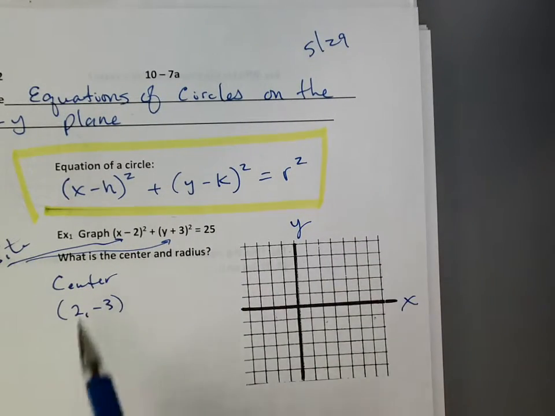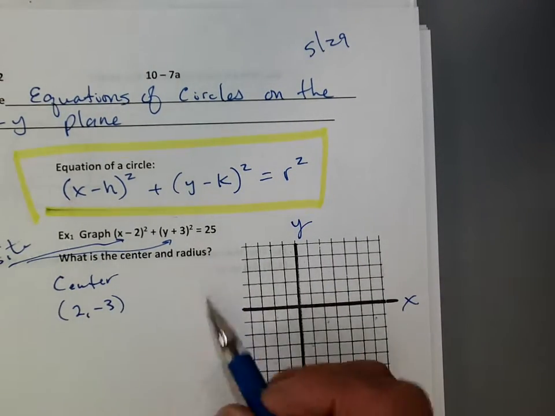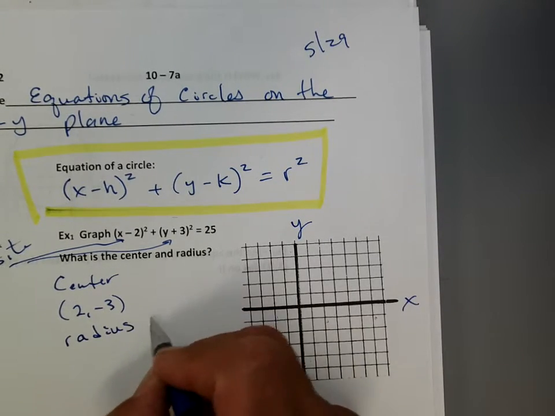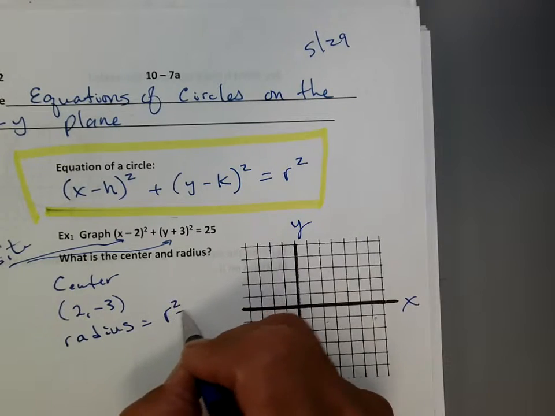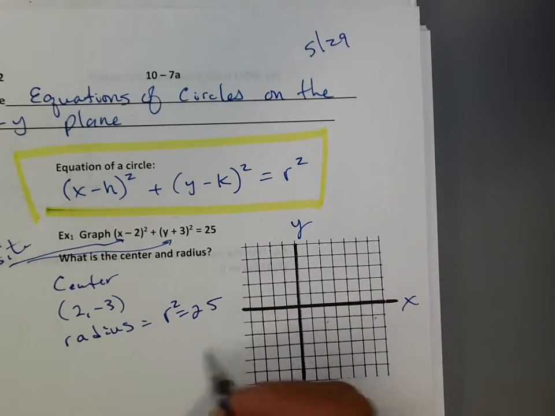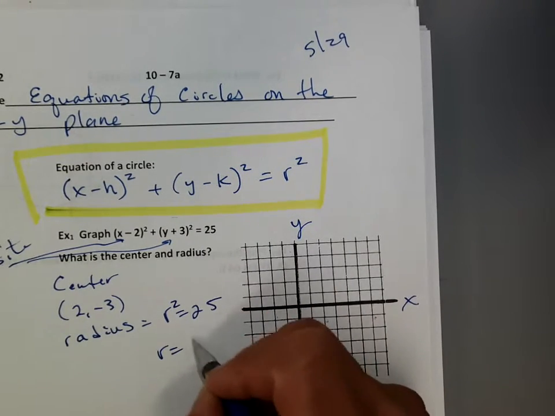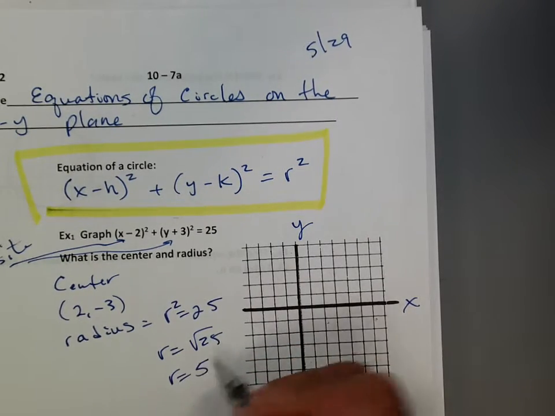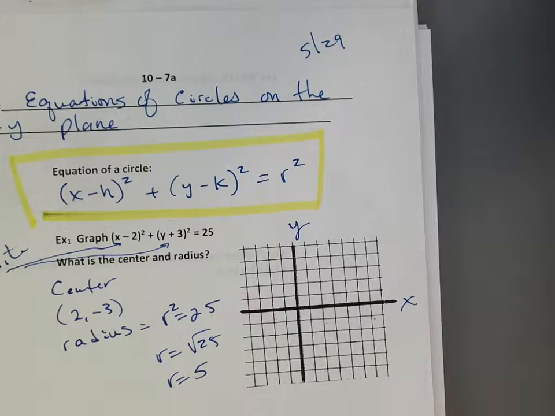So our center is at positive 2, negative 3, and our radius is simply going to be, if r squared equals 25, Daisy, you're totally correct, then r is equal to the square root of that, or r is the square root of 25, or r is 5. I know I way over explained that, but I'm going to show every step because I'm the teacher, right? Okay, so then it's easy.